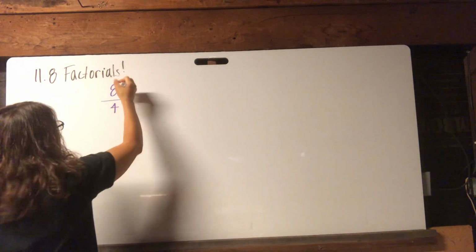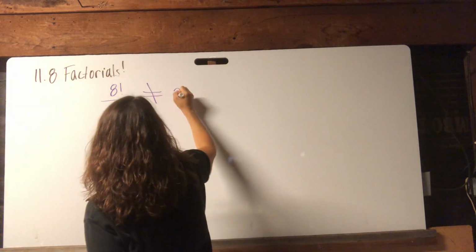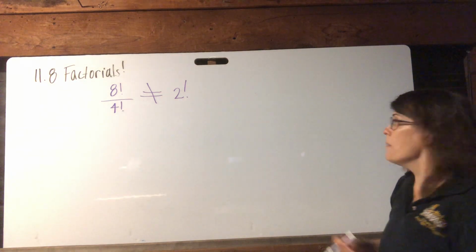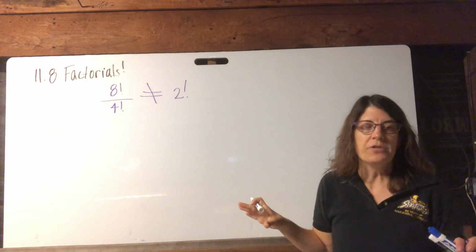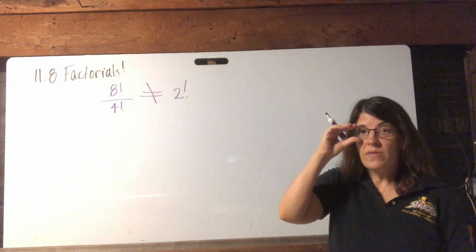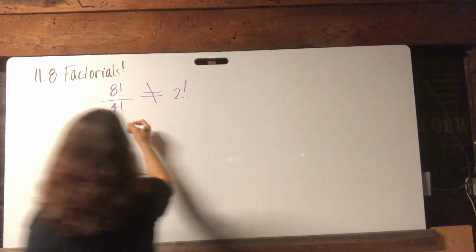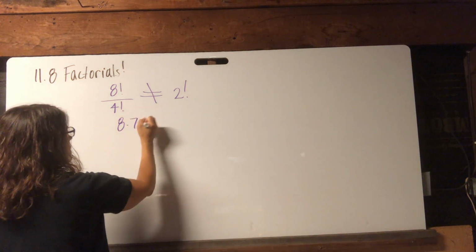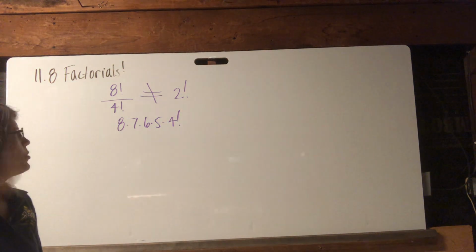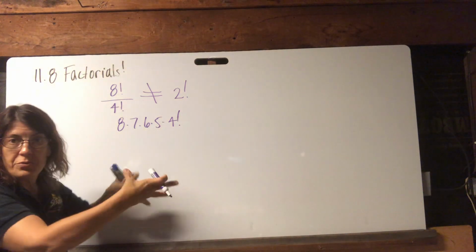No. It does not equal 2 factorial. So let's write it out. First of all, yes, you can just do it flat out on your calculator, but you need to know how to write it out because the process is more important than pushing buttons on your calculator, even though that is the easy way to go. 8 factorial is 8 times 7 times 6 times 5 times 4, 3, 2, 1.